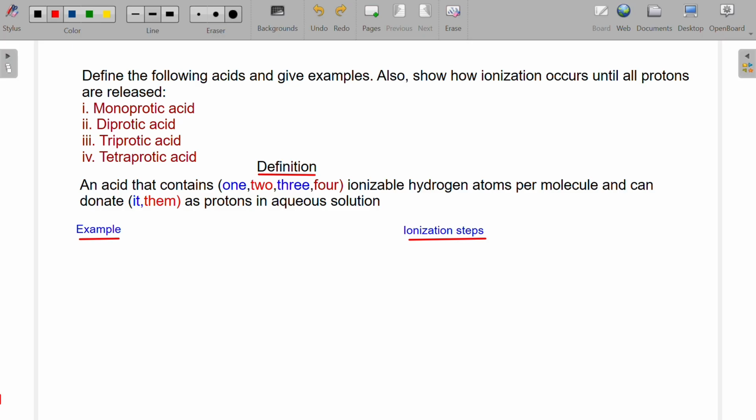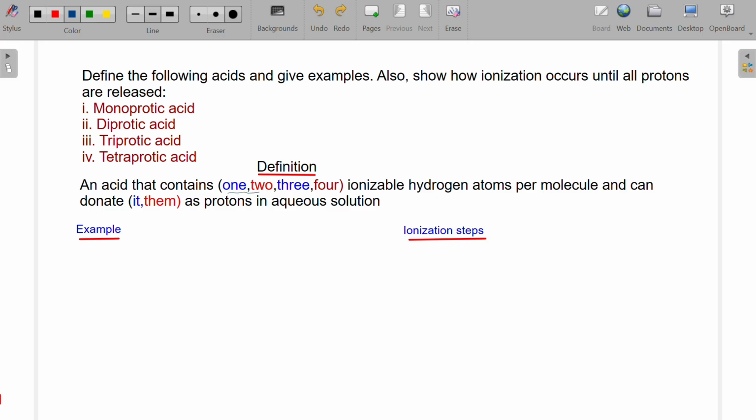The first one is monoprotic acid. The second is diprotic. The third is triprotic. And the fourth is tetraprotic. So we need to define, we need to give one or two examples, and then we need to show the ionization until all protons are released. So let's do that. Let's get one after another and see how we can define, what examples we can give, and also show ionization.